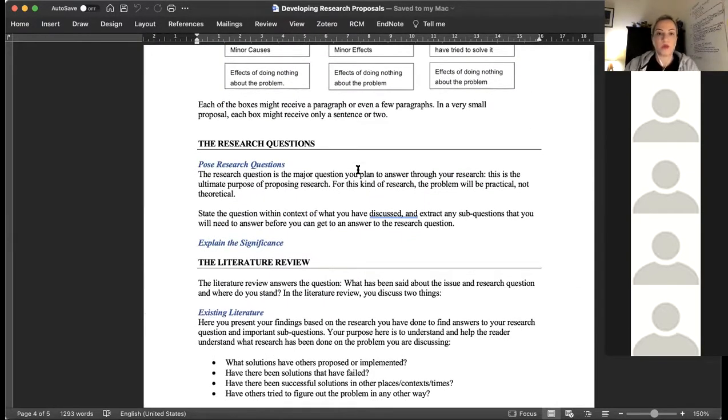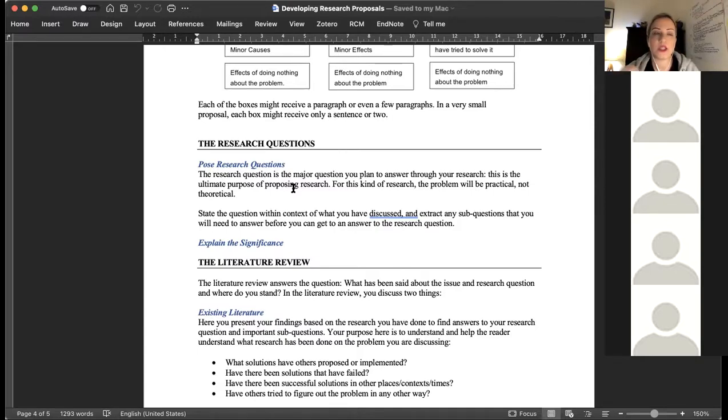Okay, then we move on to the research questions. Remember, these are all very small, especially when you look at the sample proposals that I've given, these are all small, short parts. The research question, pose research questions. The research question is the major question you plan to answer through your research.